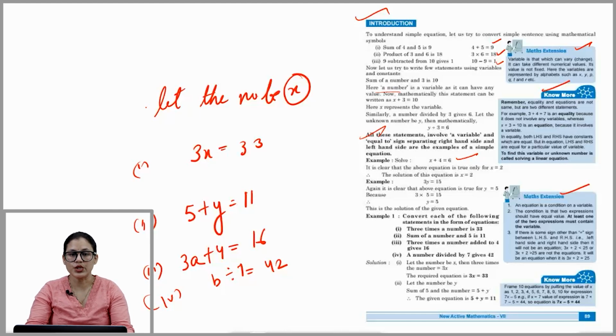Alright. Maths extension. An equation is a condition on a variable. Number 2, the condition is that two expressions should have equal value. At least one of the two expressions must contain the variable. 3, if there is some sign other than equal sign between LHS and RHS, that is left hand side and right hand side, then it will not be an equation. Okay. For example, this one or this one are not equations. It will be an equation when we put the equal to sign instead of these greater than and less than signs, right?